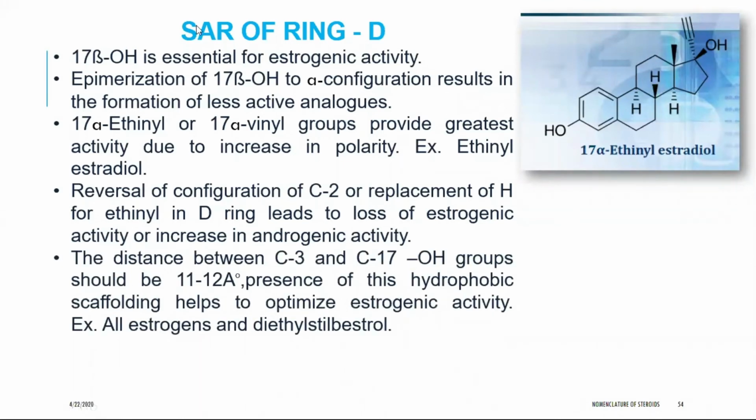The distance between the C3 and C17 hydroxy groups, that means this is the C3 hydroxy, this is the C17 hydroxy, should be about 11 to 12 angstrom, and the presence of this hydrophobic scaffold helps to optimize the estrogenic activity. So the distance between the two hydroxy groups should be 11 to 12 angstrom. Why is this distance required? Because once both hydroxy groups are at a distance of 11 to 12 angstrom, it is called a hydrophobic space or hydrophobic structure, and that is required for optimizing the estrogenic activity.